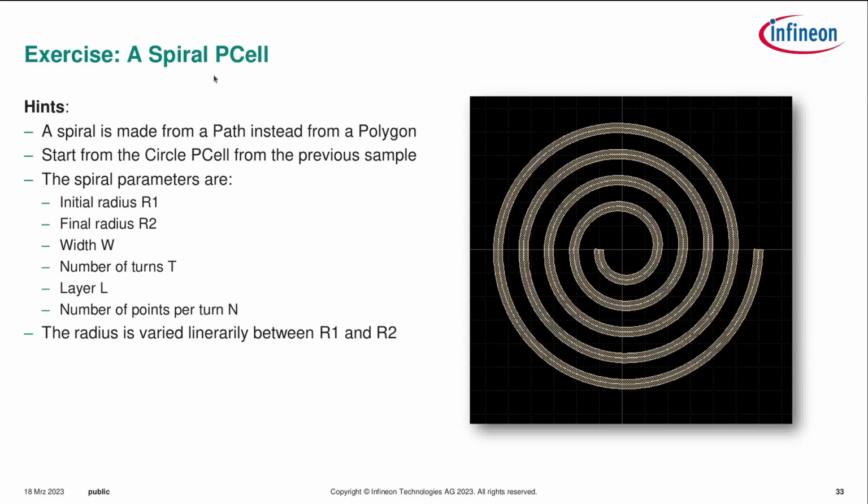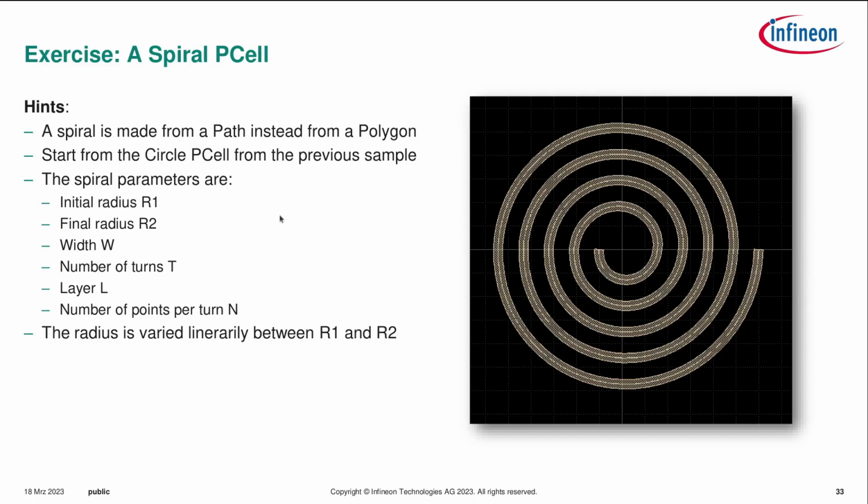Let's do an exercise where we can walk through that. Let's generate a spiral P-cell, which is essentially just an extension of my circle sample. In this case, we have 2 radii, and we also have the number of turns, and we want this to become a path, so a line that winds down or up and has a certain width.